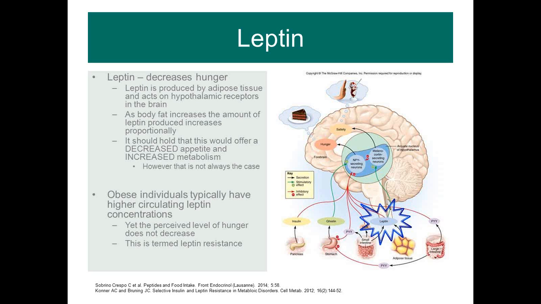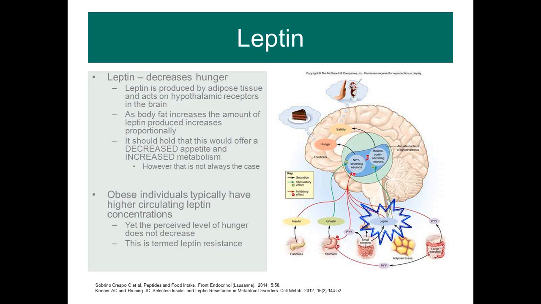Leptin is one of our key peptides involved in decreasing hunger. Leptin is produced largely by the white adipose tissue and travels to the hypothalamic receptors in the brain to help decrease hunger by cueing the POMC neurons to release satiation peptides. So it would hold that as adipose tissue increases, and we increase the amount of leptin that is produced by the body, then we should experience a decreased appetite and an increased metabolism.